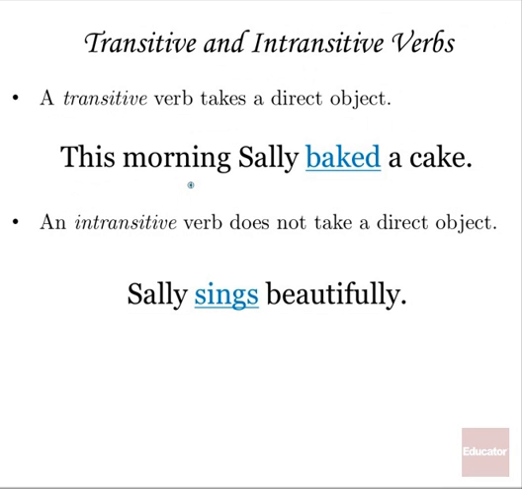Alright, the difference between a transitive and an intransitive verb. A transitive verb takes a direct object. There is something in the sentence that directly receives the action. The way you remember this is a transitive verb, transit of course means transportation, travel. A transitive verb takes you to an object, transit. So, this morning Sally baked is our verb, a cake. Cake receives the verb baked. What did she bake? She baked a cake. The cake is what received the baking.